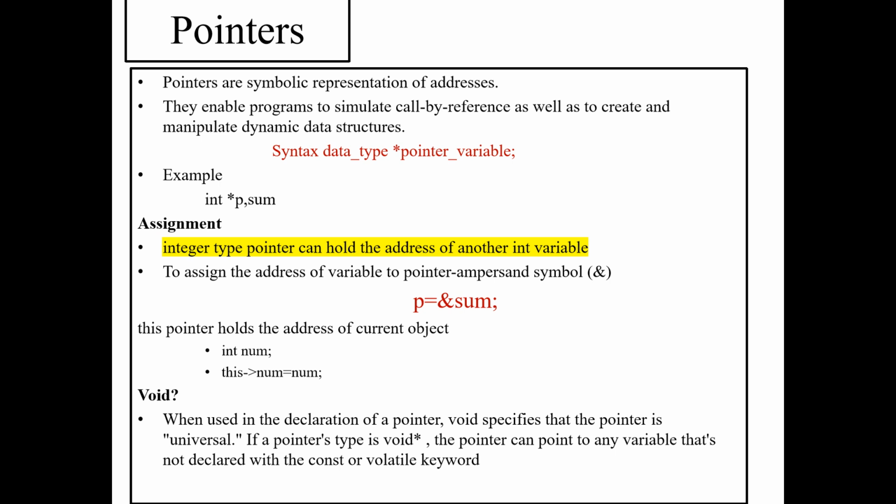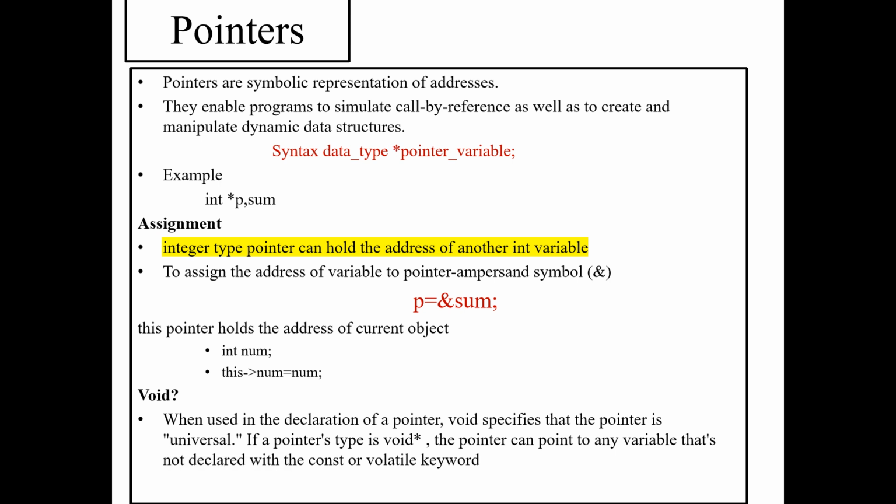Secondly, pointers help us create and work with dynamic data structures. These are data structures that can grow or shrink as the program runs, which is super helpful for managing memory effectively. To create a pointer, we use a star symbol after the data type.